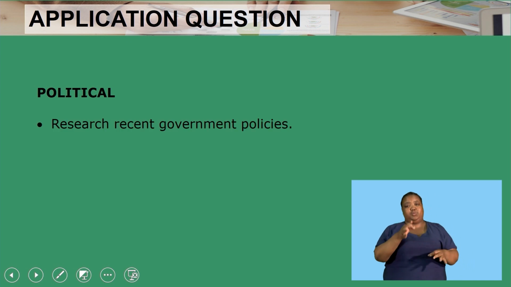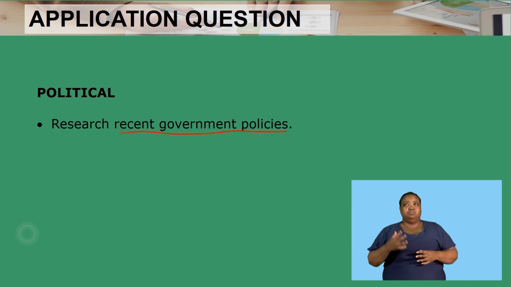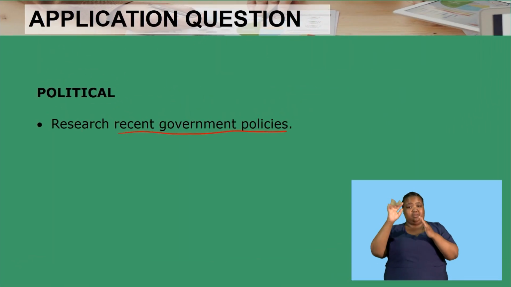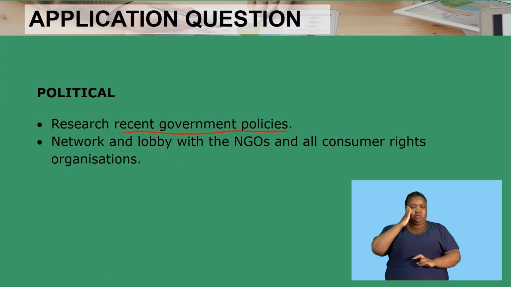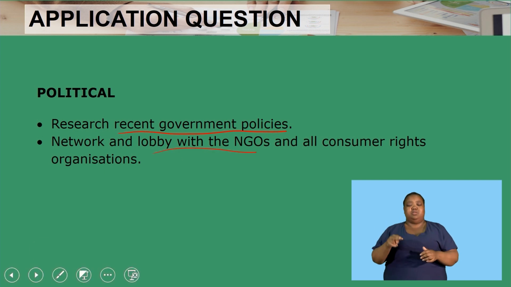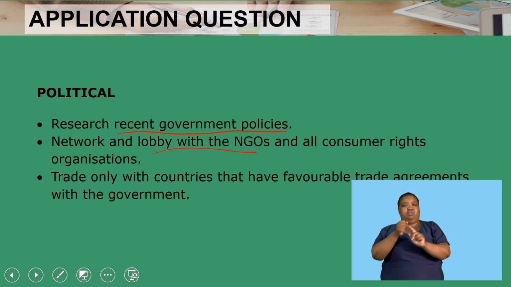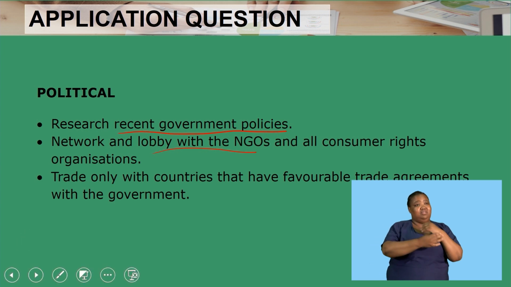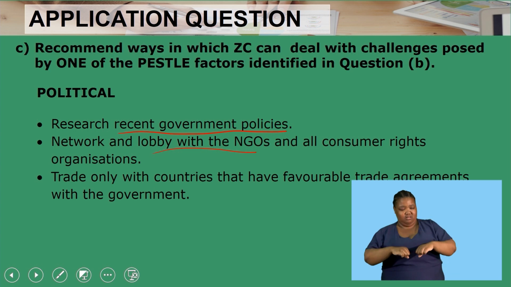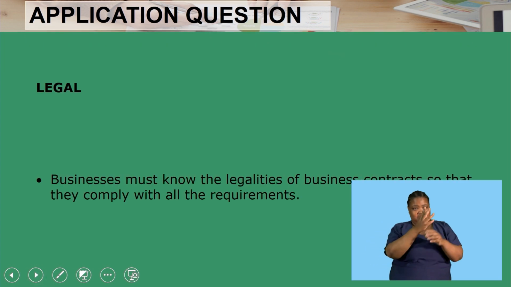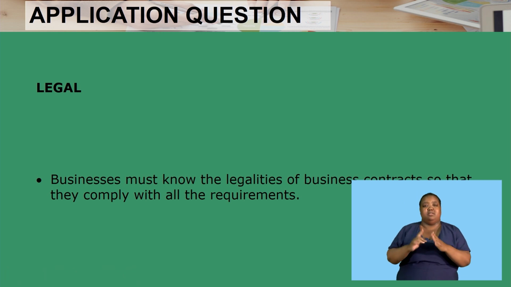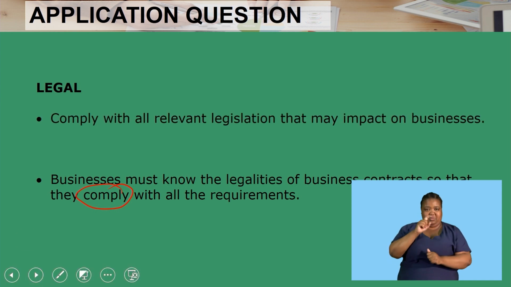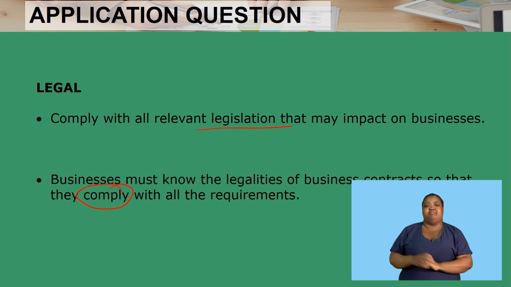The second one is political. Remember that challenge? We can research the recent government policies so that at least we know these government policies. Network and lobby with the NGOs and all consumer organizations. Trade only with countries that have favorable trade agreements with the government. Then we move on to the third one, which is legal. Businesses must know the legalities of business contracts so that they can comply with all the requirements. Remember, with legislation or legal, we have to comply or else there are penalties. Comply with all relevant legislation that may impact on businesses.